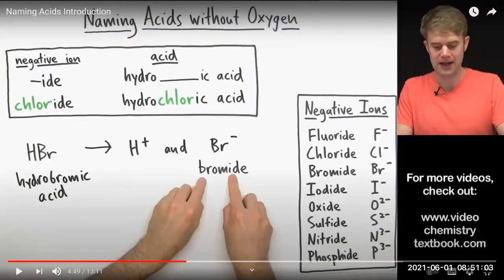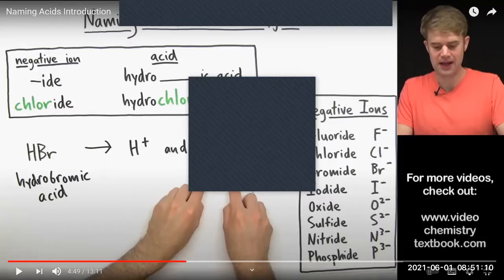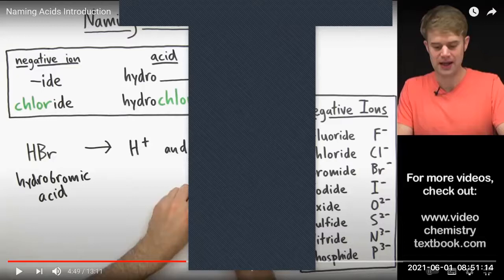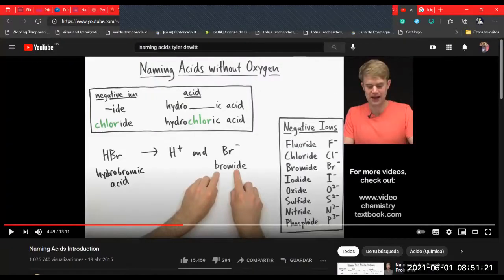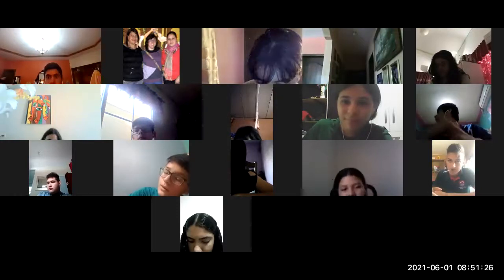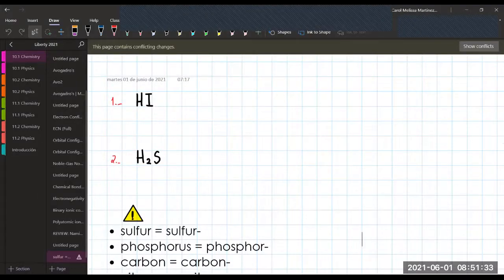Did you finish? Did you finish writing it down? The table of the negative ions. Okay. Now take a look at this. We're going to practice with 2 more examples. Okay? So take a look at this first acid.